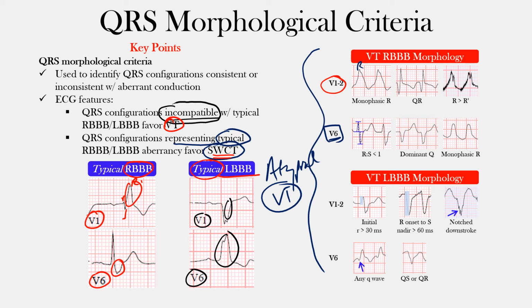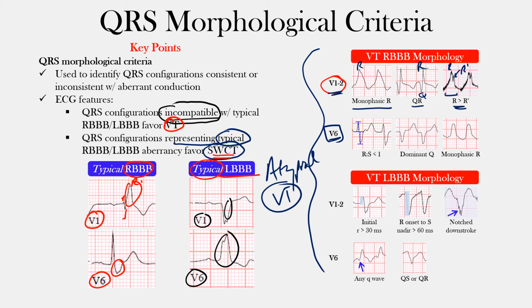So with that right bundle branch block morphology, things that would be atypical in V1 and V2 are these monophasic R waves, these QR complexes, so this is the Q wave and this is the R wave. And then another important point here is when that initial R wave is greater in amplitude than the R prime wave. So you can see that here. So this is your R wave, and then this one here is your R prime wave. Notice that the amplitude is less. So that initial one, if it's greater than the other, that may be characteristic of VT.